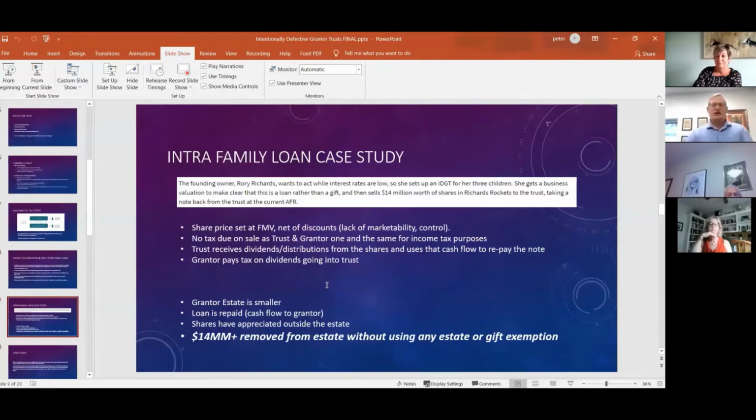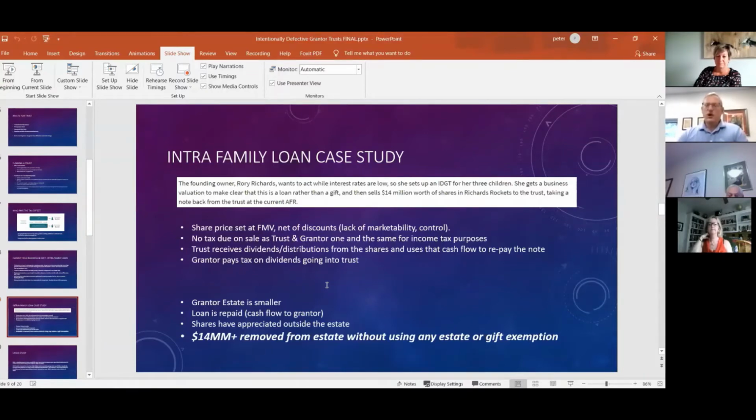So let's take a look at a case study. We've got a business owner, Rory Richards, who wants to set up a defective grantor trust for her 3 kids. So she gets a business valuation, and this is a key provision of this planning, to make sure that we have an independent valuation that we can present to the IRS as to what fair market value is. And that valuation comes back at $14 million.